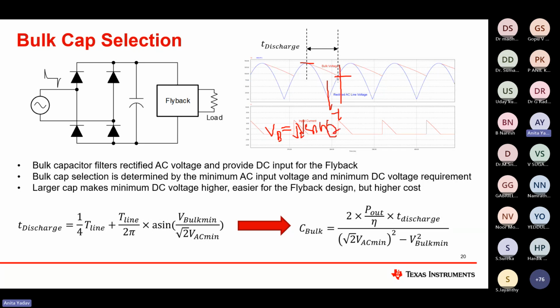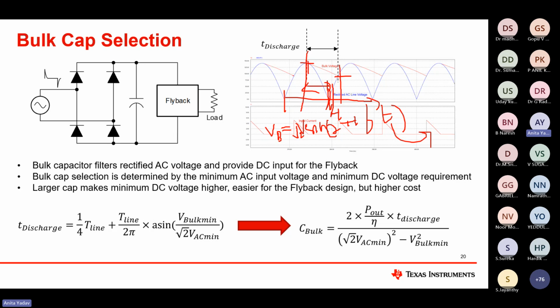So let me write it in the form of 2 pi ft, and our target is to calculate the t. So t becomes 1 by 2 pi f into sine inverse of V bulk min divided by root 2 times V AC min. So we got the time from here to here, and as the total line frequency is from here T line, so half will become T line by 2. From here, one cycle becomes T line by 2, and then half of that becomes T line by 4.